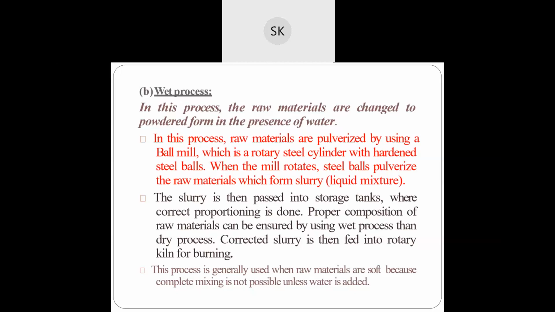The slurry is then passed into a storage tank where correct proportioning is done. Proper composition of raw materials can be ensured by using the wet process rather than the dry process. So proper composition of every material you can check in the wet process. Suppose some material is in large proportion, you can also correct it. The corrected slurry is then fed into a rotary kiln for burning. This process is generally used when raw materials are soft because complete mixing is not possible unless water is added. So just remember the difference between dry process and wet process.